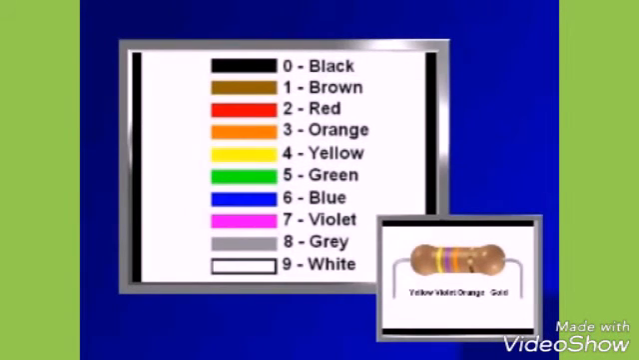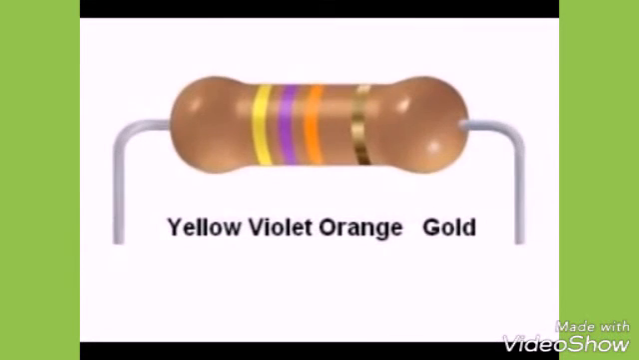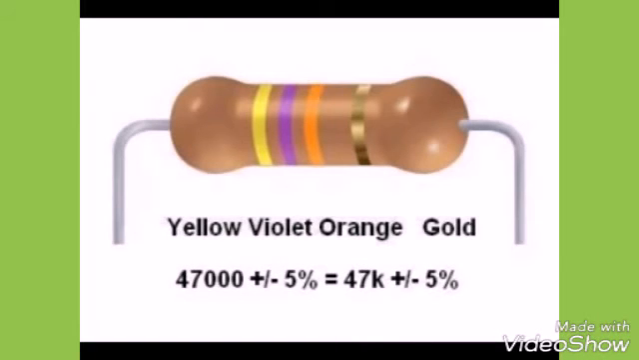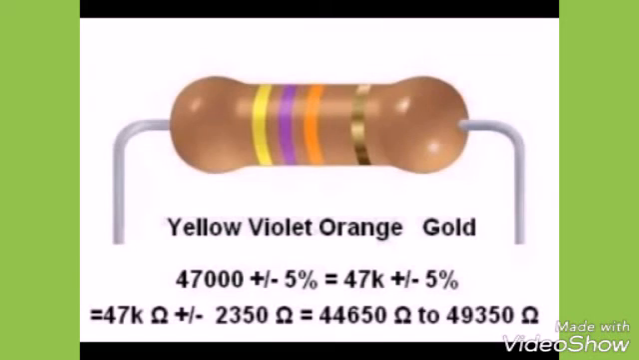Another example: yellow, violet, orange, gold. That is 473, or 47 with 3 zeros after it. That is 47,000 ohms, or what we would call 47 kilo ohms, or 47 K ohms for short. This resistor has a tolerance range of 47K plus or minus 5%, which equals 44,650 to 49,350 ohms.